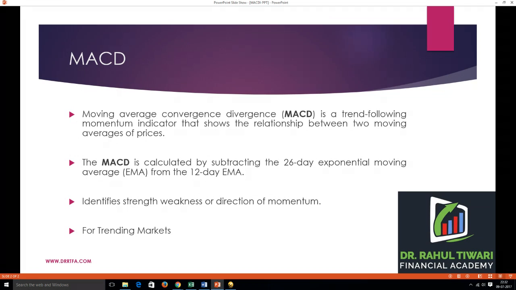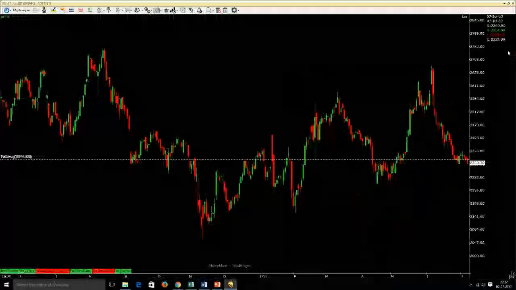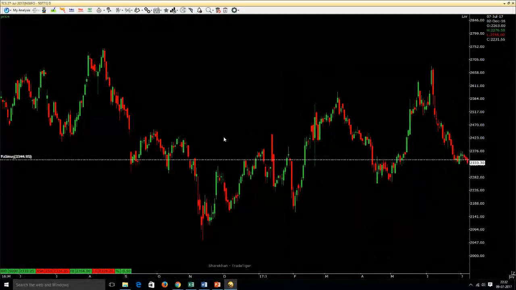So let's see and analyze MACD quantitatively on our terminal. How does it work? Here I am on Trade Tiger, and for this MACD, I have chosen the TCS as an example. By the way, you can use these indicators and oscillators on any particular script. They work fine, but just do paper trading first, and once you get a feel of it, then put your money at stake with proper risk management, discipline, and position size.